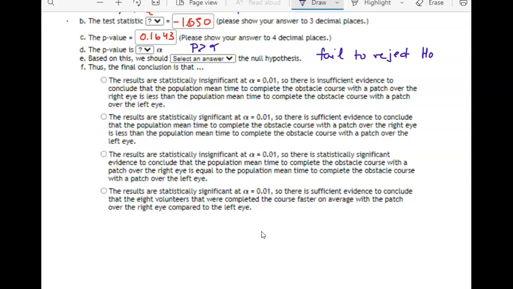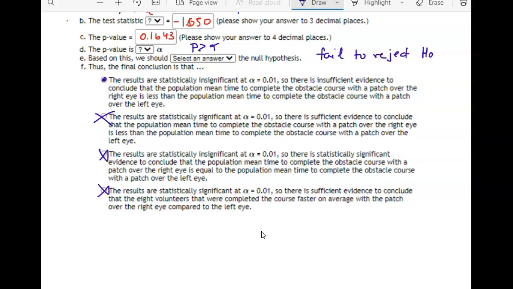There is insufficient evidence to conclude the population mean time to complete the obstacle course with the patch over the right eye is less than the population mean time to complete the obstacle course with the patch over the left eye. So it's this first one. It's not significant because you're not rejecting the null. There's insufficient evidence when you fail to reject the null. All right, that's it.